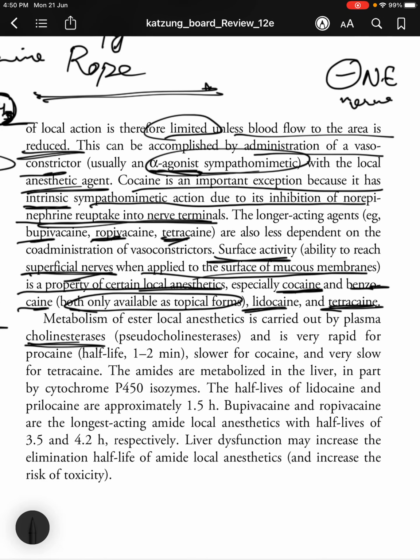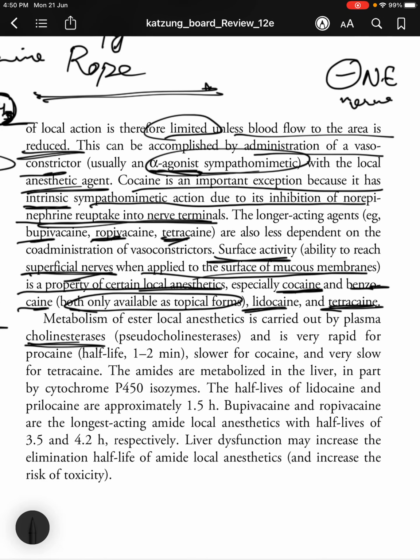The amides are metabolized in the liver in part by cytochrome P450 isozymes. The half lives of lidocaine and prilocaine are approximately 1.5 hours. So 1.5 minutes in the case of procaine to 1.5 hours in the case of lidocaine and prilocaine. Lidocaine is a medium acting drug, okay? Bupivacaine and ropivacaine are the longest acting amide local anesthetics with half-lives of 3.5 and 4.2 hours respectively. So which one has the longest half-life? Ropivacaine. Rope. Okay, rope is quite long.